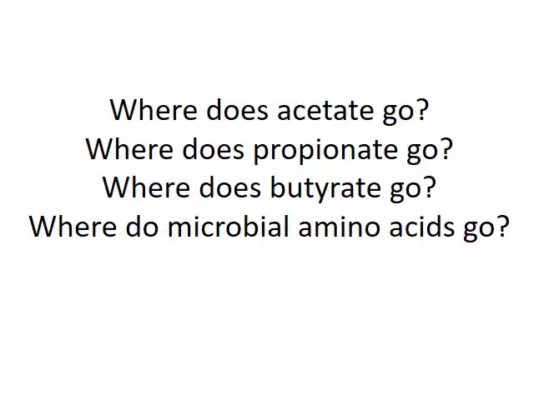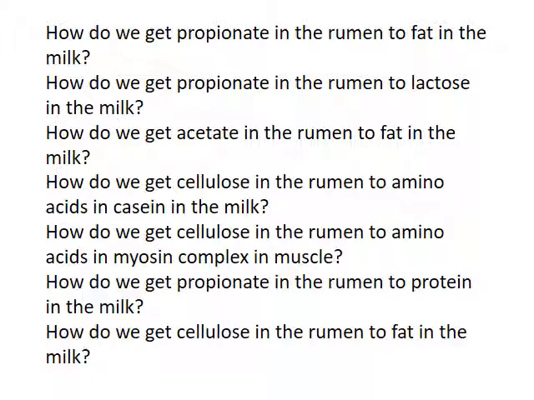So again, we want to focus on where does acetate go, where does propionate go, where does butyrate go, where do the amino acids go. So how do we follow them through these various outlines? How do you get from the components in the rumen, the fermentation in the small intestines, to the components of milk? Can you trace the pathway?